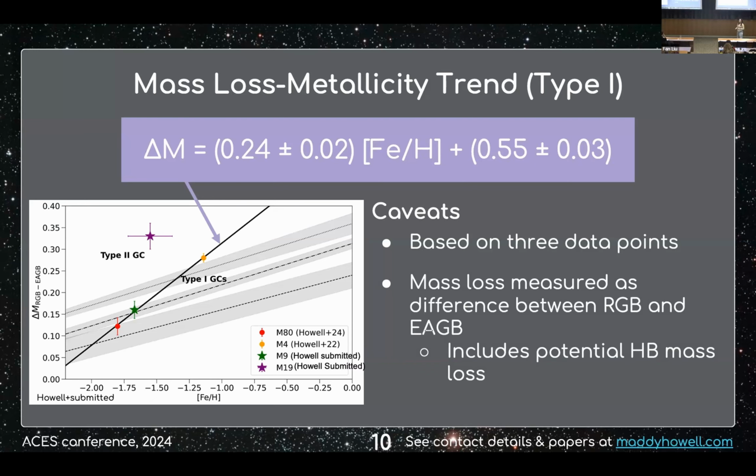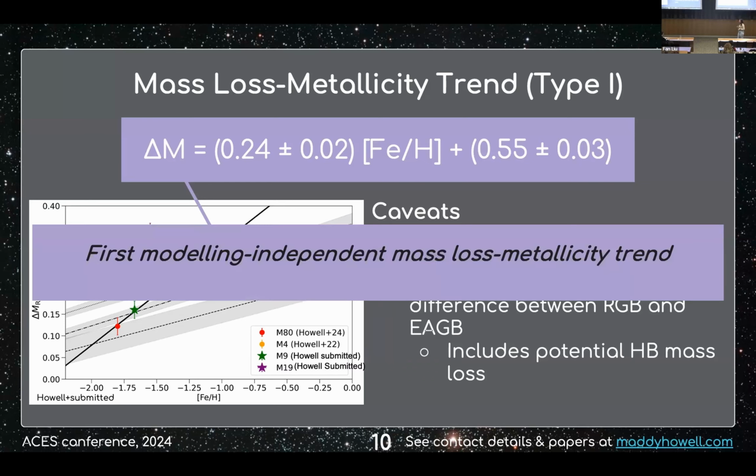Ultimately, to resolve this, we need more data, like most issues need. More long baseline data and also bigger telescopes to actually measure the asteroseismology of faint targets. But this is the first modelling independent mass loss metallicity trend.